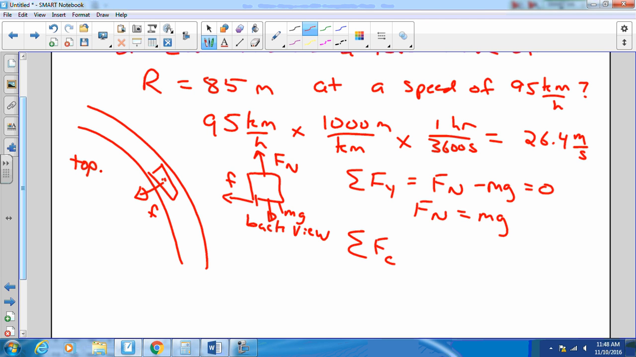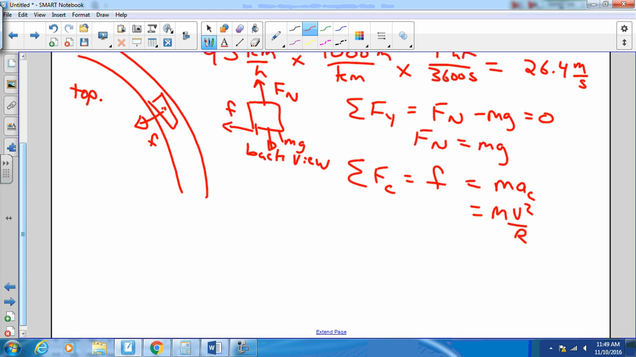Does that make sense? So I do my sum of forces centripetally, and that sum of forces is simply friction. And because it is centripetal, that means the acceleration is automatically v squared over r. That's the key to this problem. So my sum of forces is mass times a_c, or mass times v squared over r. Is everybody with me? This was the key move here.